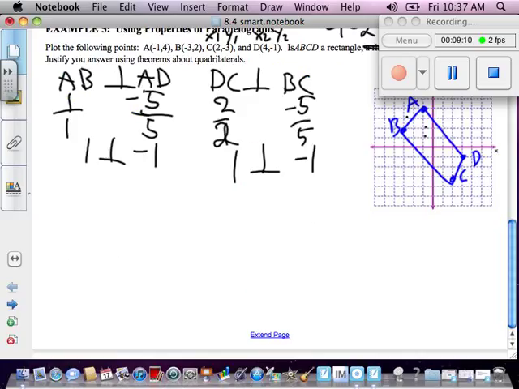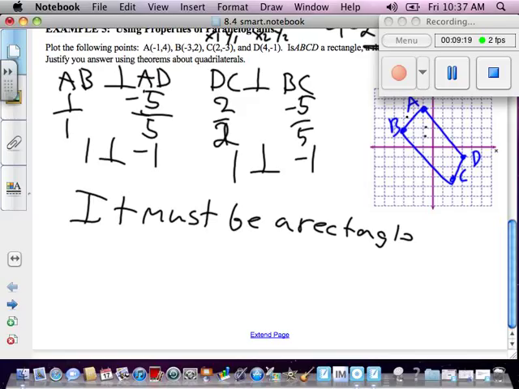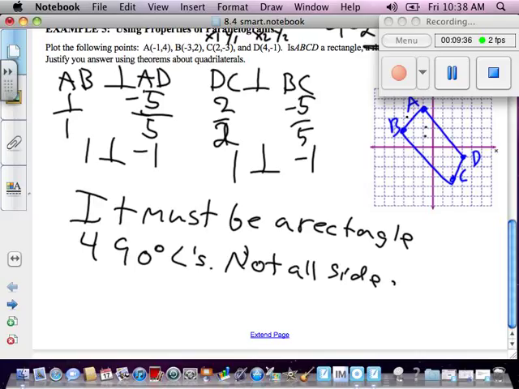Why? It must be a rectangle because we have 4 90-degree angles. Not all sides are congruent.